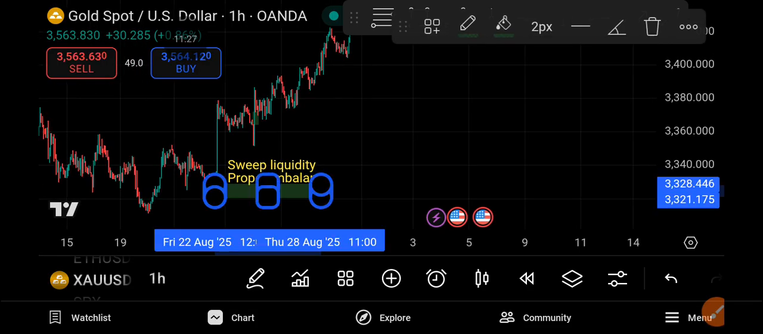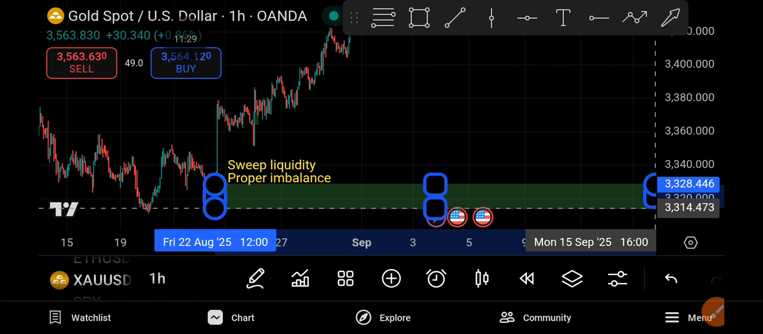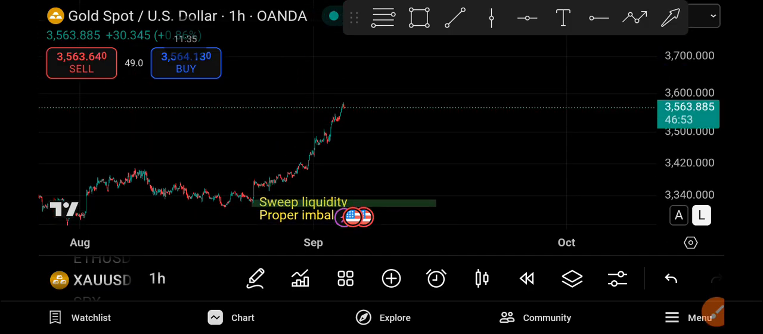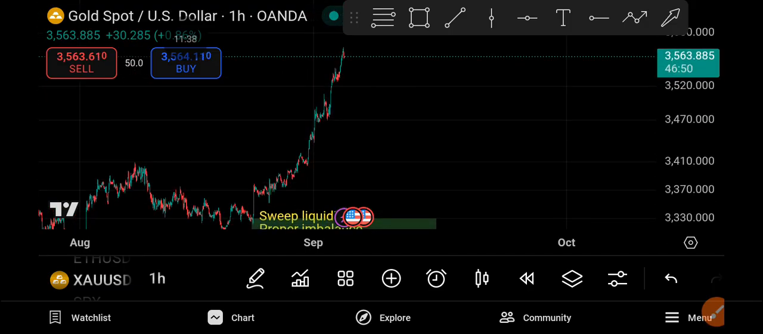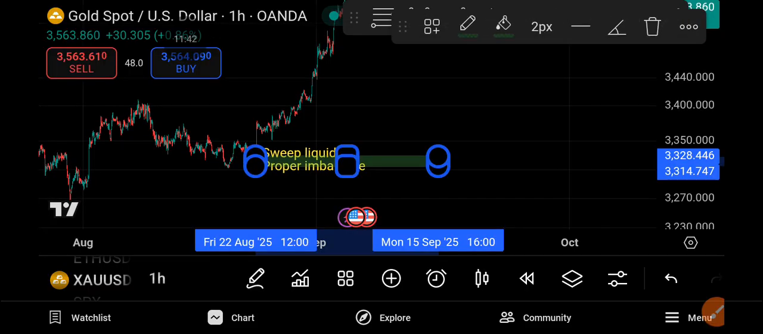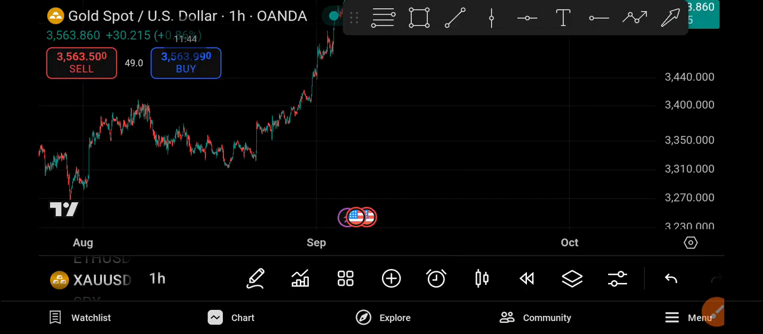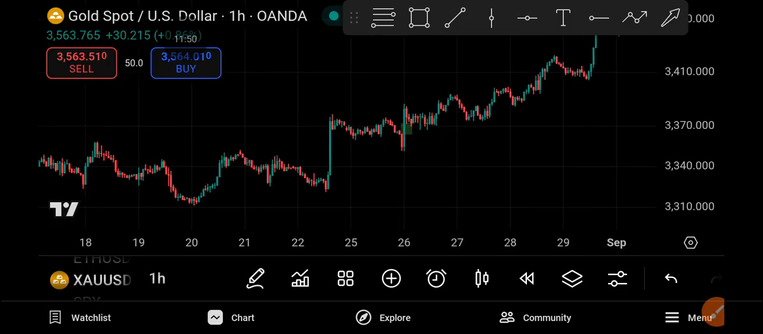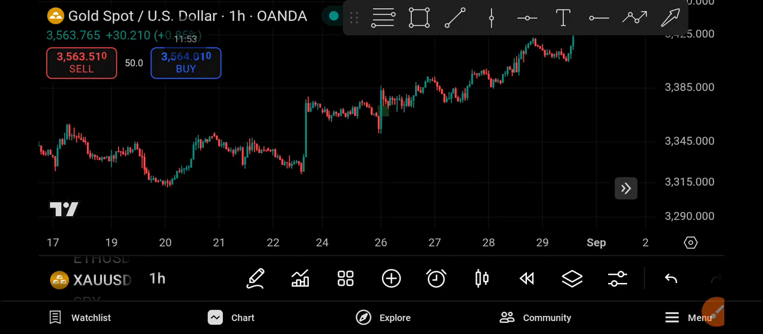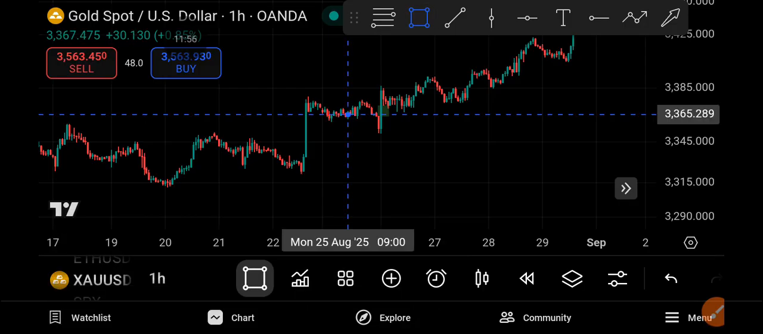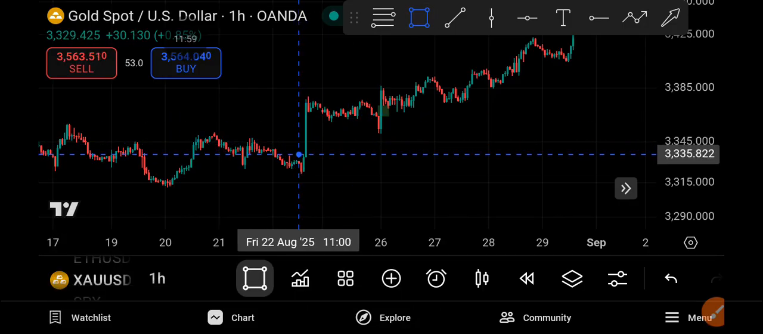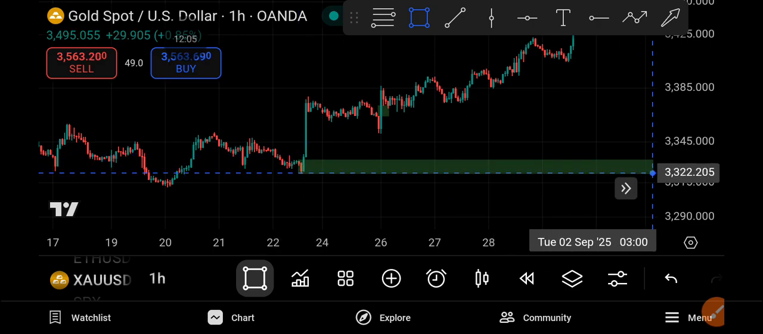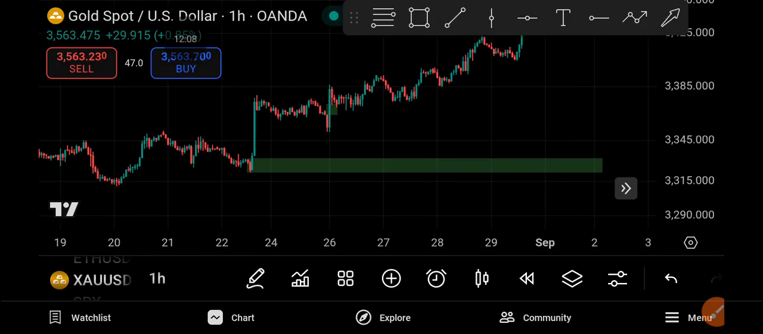So by all means the market has to come to this point. It's not a choice. The market will not make a choice, because these are called the institutional points, the smart money points. So when the market comes to this point, it will respect this point. This point will work as a support for the market to go back to the upside.